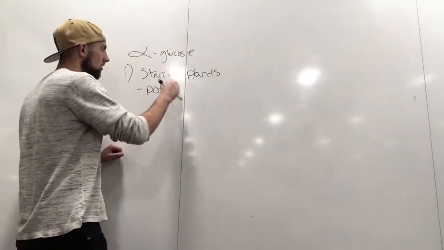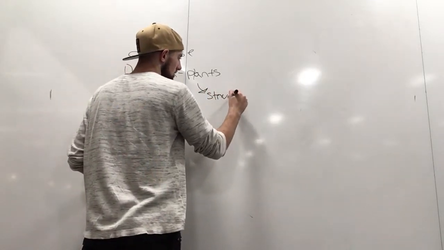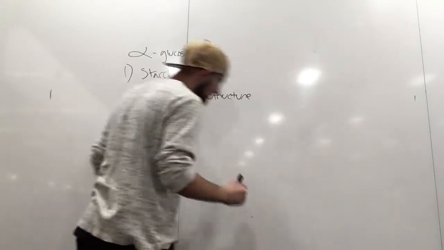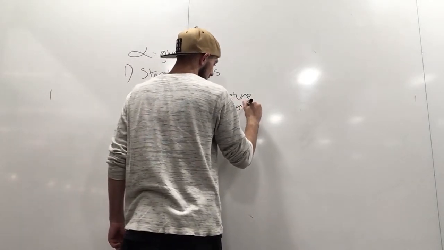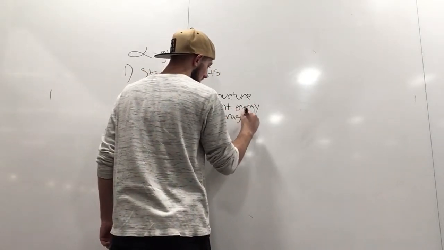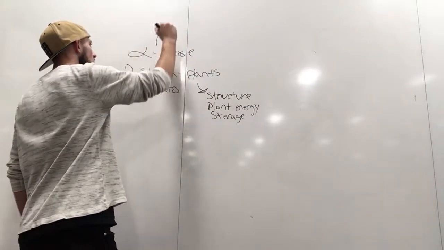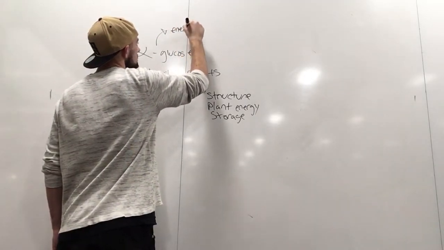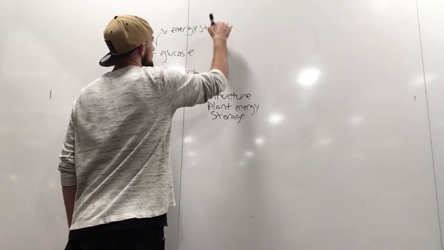So, starch aids in the structure of plants, specifically plant energy storage. I might have told you wrong with the structure, but okay. Plant energy storage, and that's what we're going to see with alpha glucose. Alpha glucose is about energy storage. Okay, this is one of the functions of carbohydrates in general.